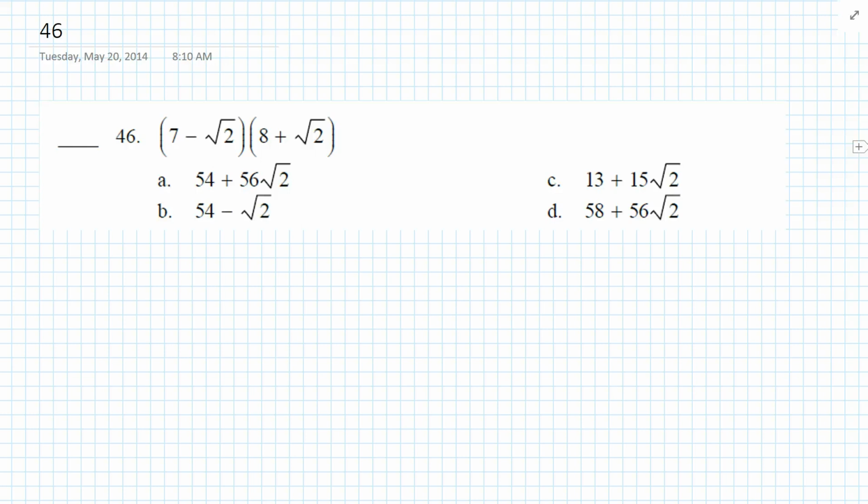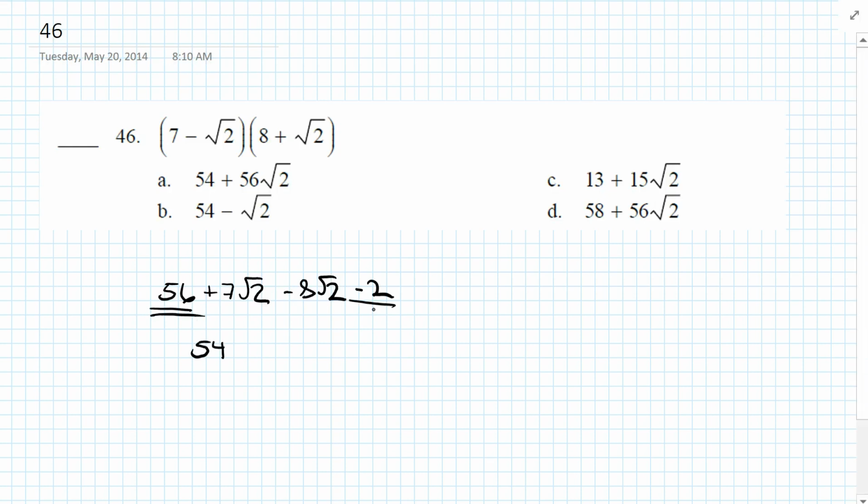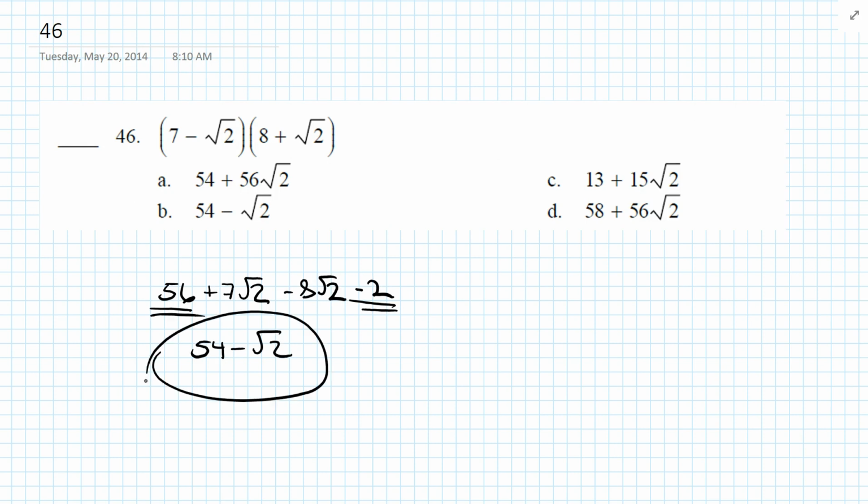Okay. 7 minus square root of 2 times 8 plus square root of 2. Okay, we just got to distribute. 7 times 8 is 56. 7 times square root of 2 is positive 7 root 2. Negative square root of 2 times 8 is negative 8 root 2. Negative root 2 times root 2 would be negative root 4, which would be negative 2. So my answer is going to be 54 when I sum like terms, minus square root of 2. Answer is B.